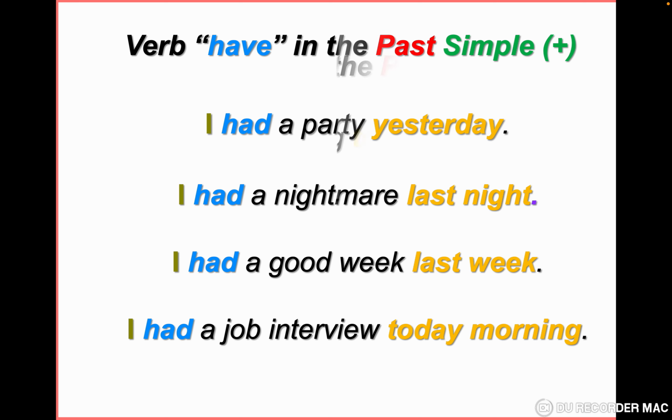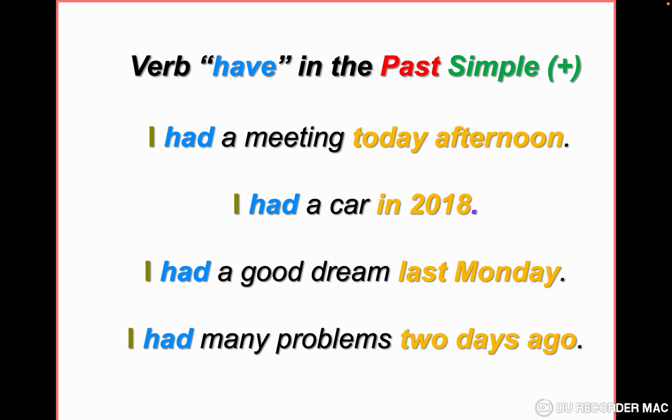Let's see more examples. I had a meeting today afternoon. I had a car in 2018. I had a good dream last Monday. I had many problems 2 days ago. So let's see the negative form.